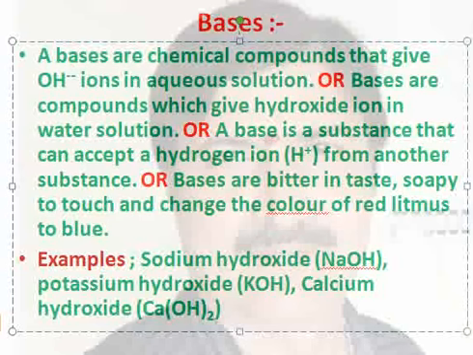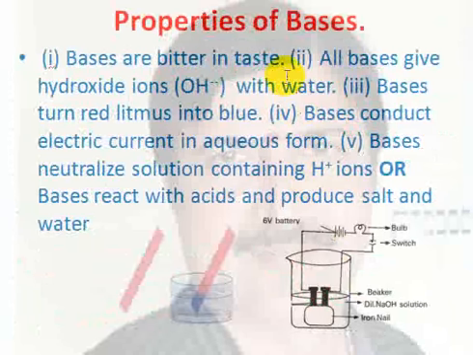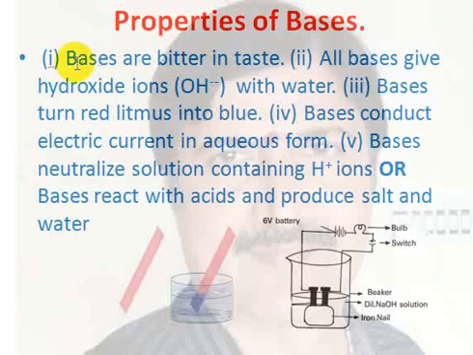Next, let us study the properties of bases. Bases are bitter in taste. Then all bases give hydroxide ion, that means OH minus ion, with water. So when bases are added to water, they release hydroxide ion. This is the second property of a base. Bases turn red litmus to blue color.